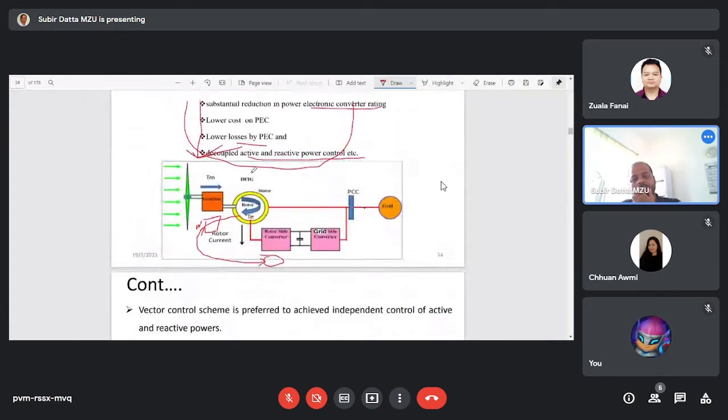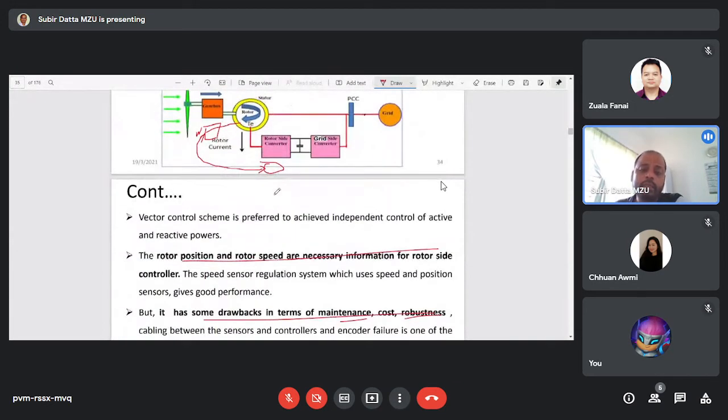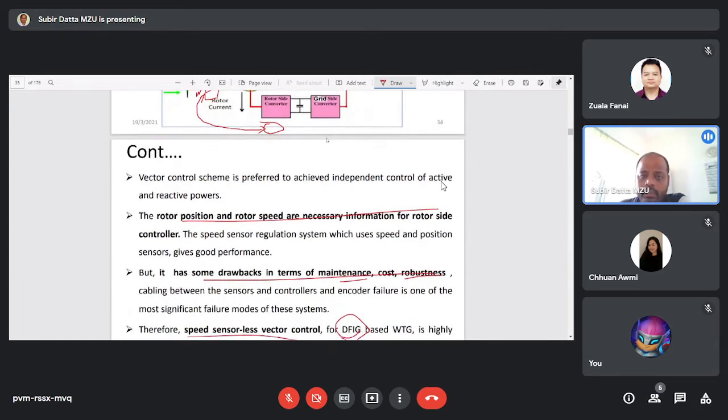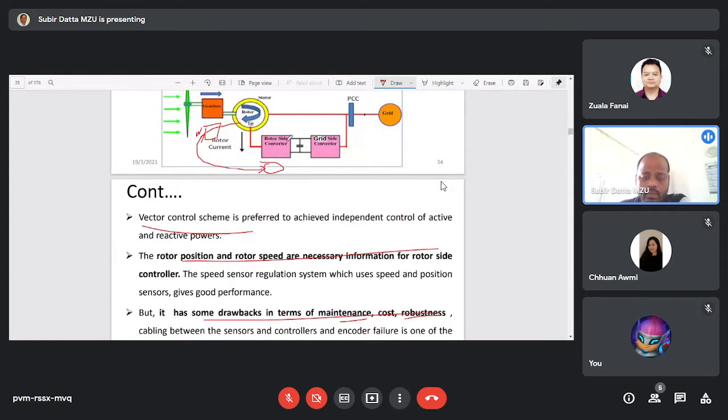So how will we achieve variable speed constant frequency operation? We can achieve it by designing the control scheme for this rotor side converter, and also by designing the control scheme for the grid side converter. Okay, as I already said, the vector control scheme is preferred to achieve independent control of active and reactive powers, but if we use the scalar control, that is not possible. Okay, so if we want to design the control scheme for the rotor side converter, then the most important part is rotor position and rotor speed. What is the rotor speed and also the position of the rotor? Those two pieces of information are very important.